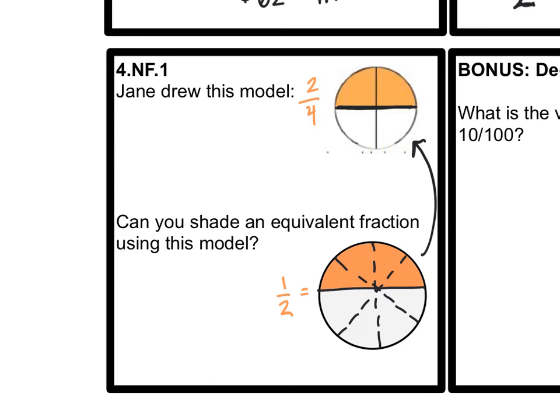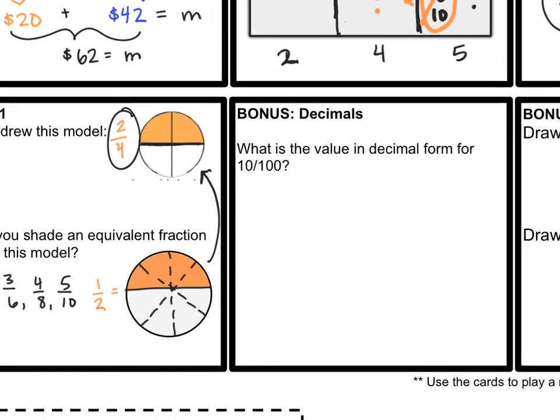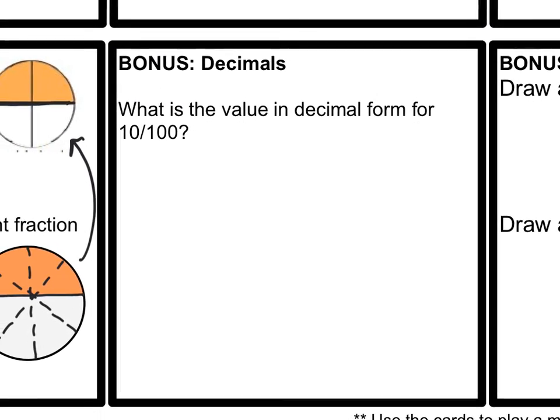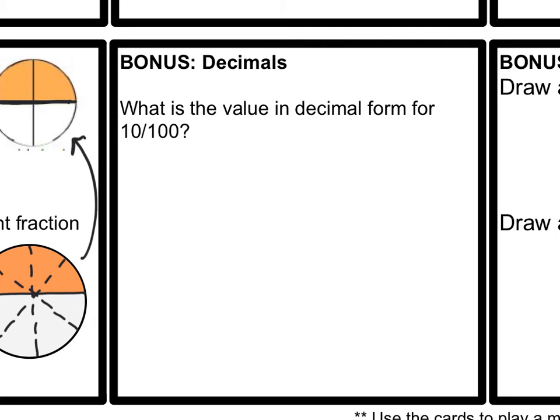You could have shaded in and made this circle 1/2. You could have made it 3/6. You could have made it 4/8. You could have made it 5/10. Any of those numbers would work to be an equivalent to 2/4 as long as you did not draw out 2/4 again.